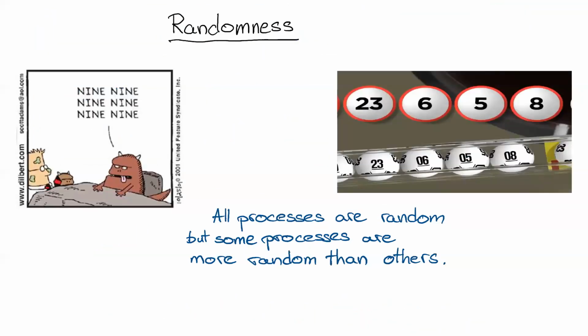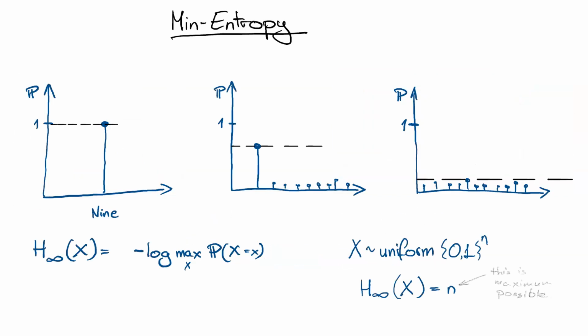So there are random processes around us, and some of them are better than the others. An intuitive understanding of which process is more random than the other is quantified in our world with the notion of entropy. There are plenty of variants. The one variant we are interested in cryptography is the notion of min-entropy. So we have some random variable. We look at what's the most probable outcome. We take that probability and we minus log it.